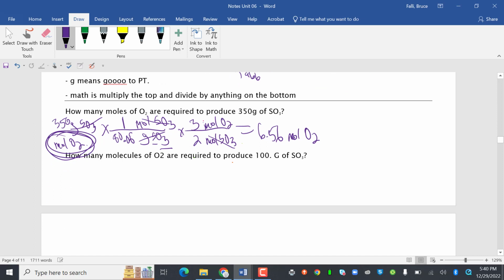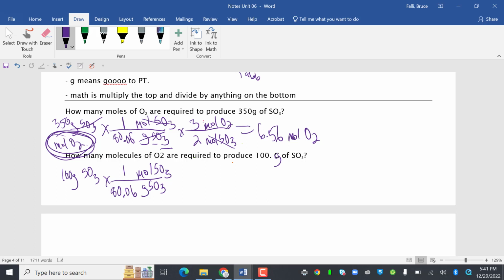How many molecules of O2 are required to produce 100 grams of SO3? I'm sorry, that's a capital G. It should be a lowercase g. So my given, 100 grams of SO3. I'm going to go through moles. Always go through moles. Always go through moles.